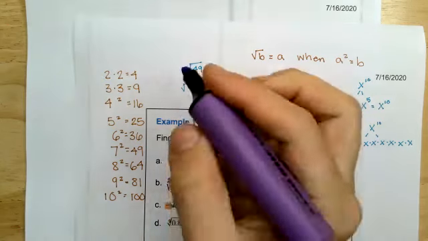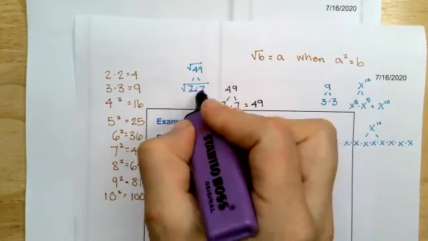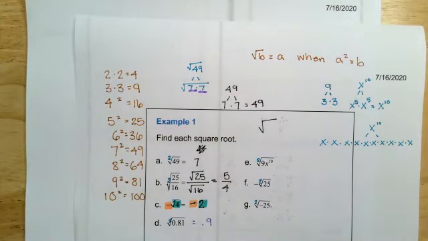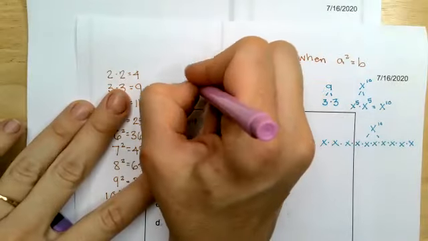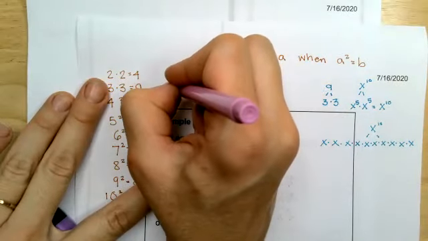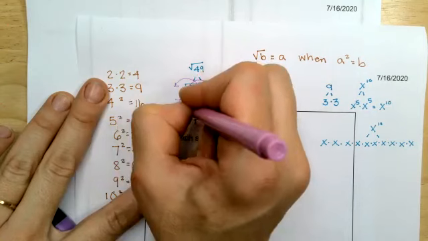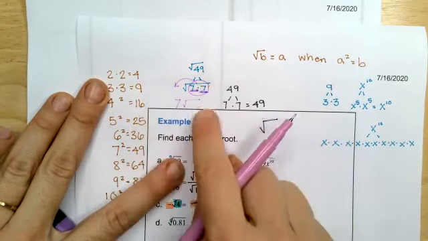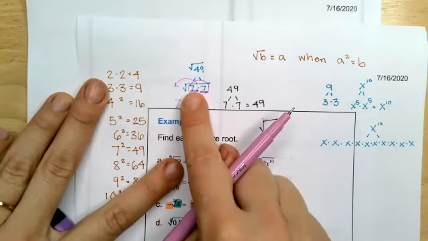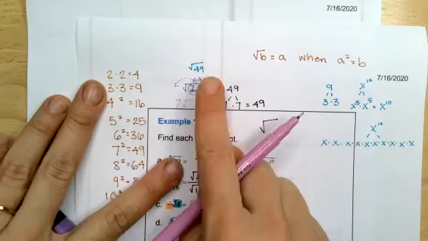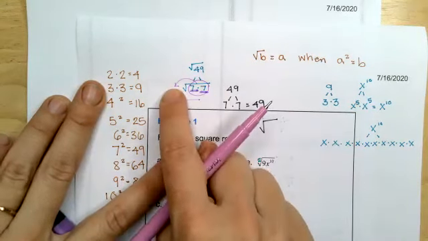Now that we have a 7 times itself, we can take that out. Okay, those 7s come out, and now we just have 7, and there's nothing under the radical. Everything came out. It was a perfect square. When you have 2 of something, you can take them out.